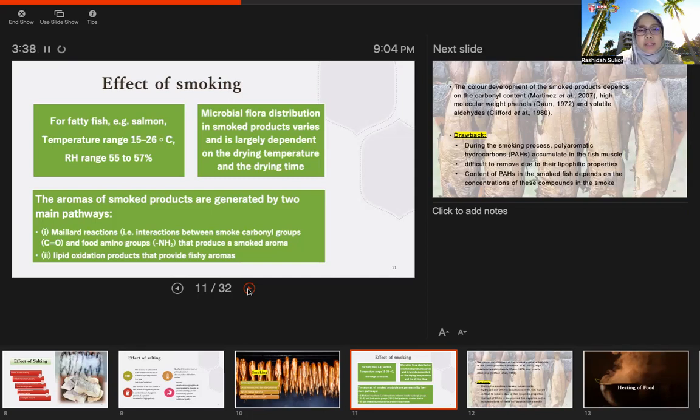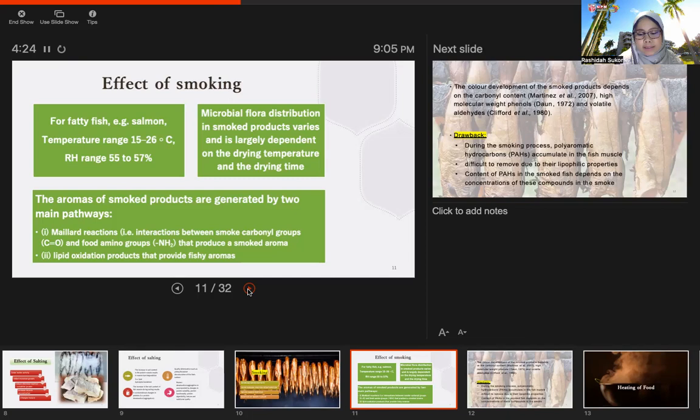And the aroma of smoked products is generated by two main pathways. This one you will learn in the Maillard reaction, with reducing sugar, in the carbohydrate topics, so go back to those notes. The two main pathways of generation of this aroma: one is the Maillard reaction. This Maillard reaction is a reaction between the carbonyl groups, so the carbonyl is C double bond O, and the amino groups. When we say amino groups, where do they come from? They come from the amino acids of the protein.